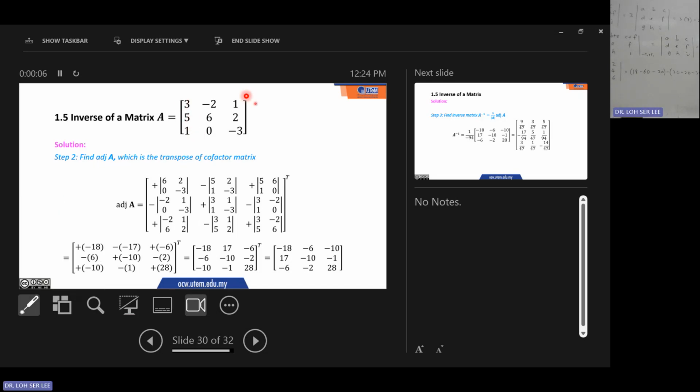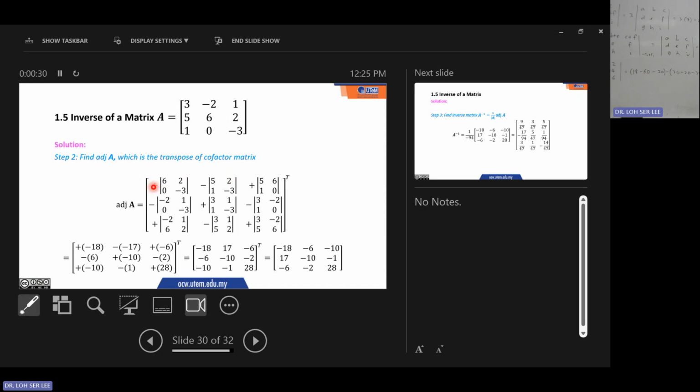Okay, so this is matrix A. The cofactor matrix at this position is this one. This is the cofactor at this position. Cofactor means we have to know what the alternating sign is. So you can put the alternating sign first for each of the locations.